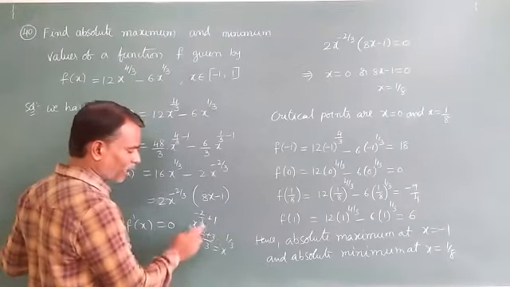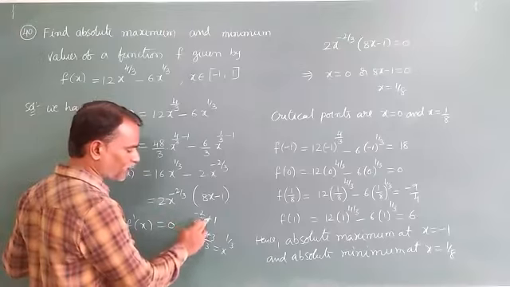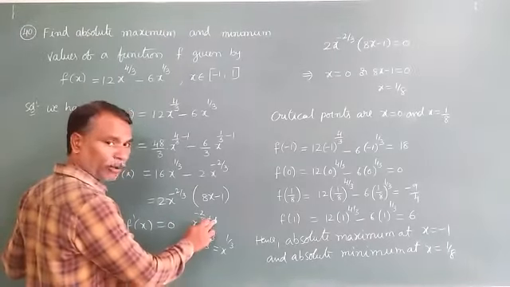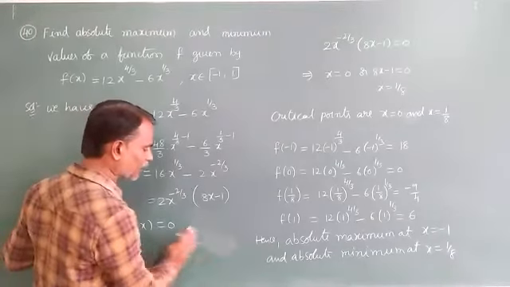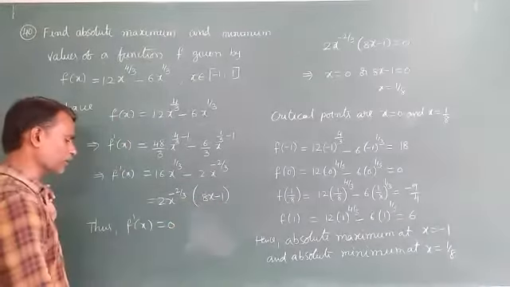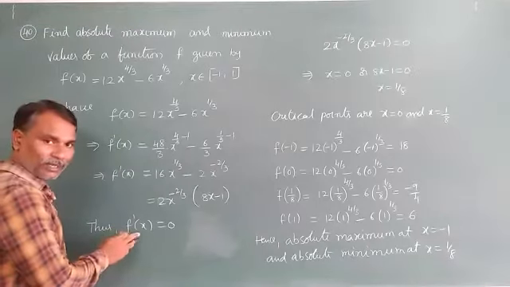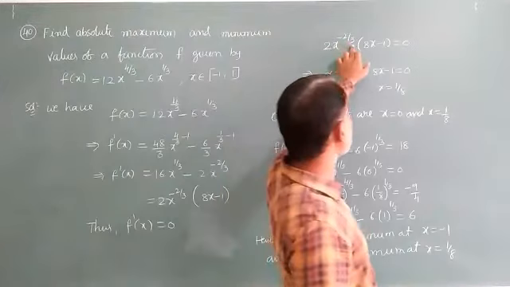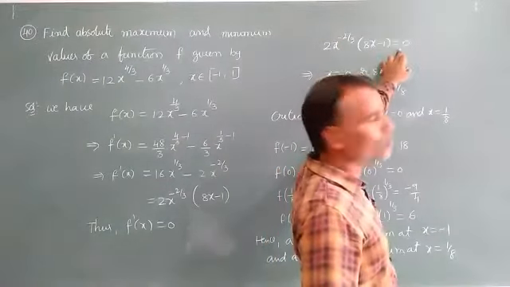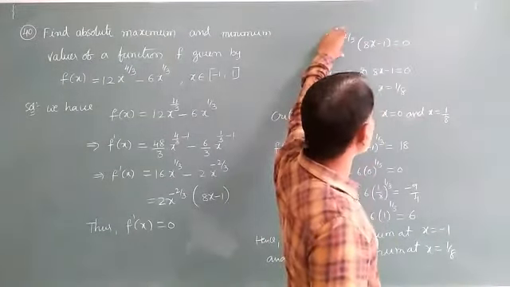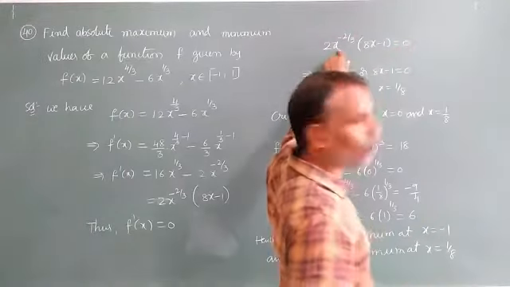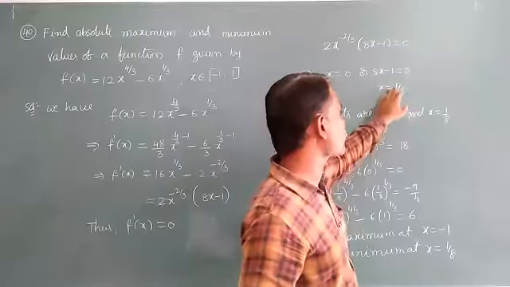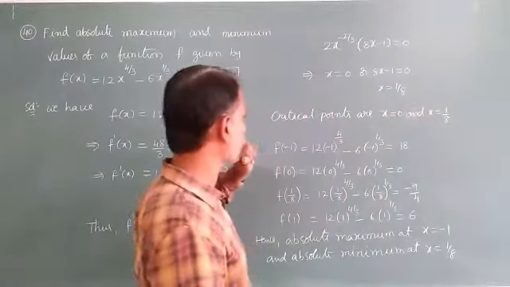x power 1 by 3 we can write as x power minus 2 by 3 plus 1. A power m plus n you can write as a power m into a power n. Like that, x will come, giving 8x minus 1. Now we take the condition f dash of x equal to 0, meaning 2 x power minus 2 by 3 into 8x minus 1 equal to 0. Now this part is equal to 0 or this part equal to 0. So x equal to 0, or 8x minus 1 equal to 0, x is equal to 1 by 8.